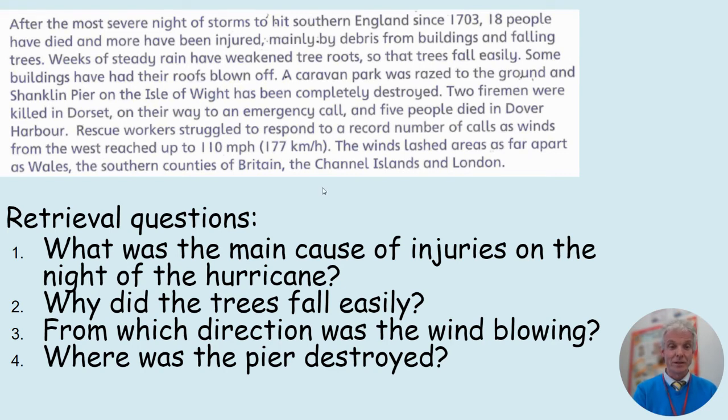Scanned it, found it. And the last one, where was the pier destroyed? What keywords could we look for there? Maybe something about being destroyed. Definitely pier. If it's about a pier, that's the word we want. So again, let's scan. Can we find pier somewhere? Oh, here we are. Here's pier. Let's look at the beginning of that sentence. A caravan park was razed to the ground and Shanklin Pier on the Isle of Wight has been completely destroyed. We've got pier and destroyed there. Where was the pier destroyed? Shanklin on the Isle of Wight. That's all there is to it.